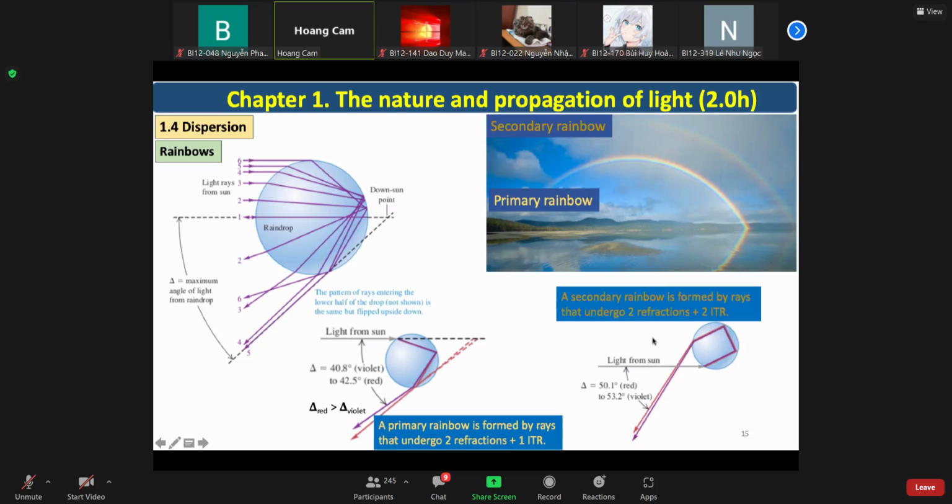So that's how you can use the refraction, the reflection, and the dispersion in order to explain the optical phenomena around us, like the rainbows here. Good. Yes, in this case, lambda violet is larger than lambda red.